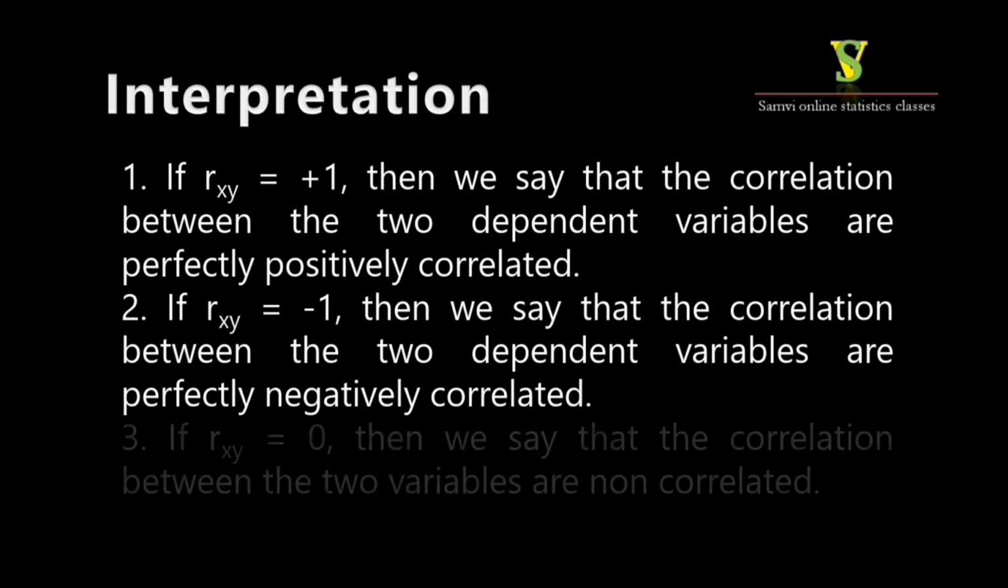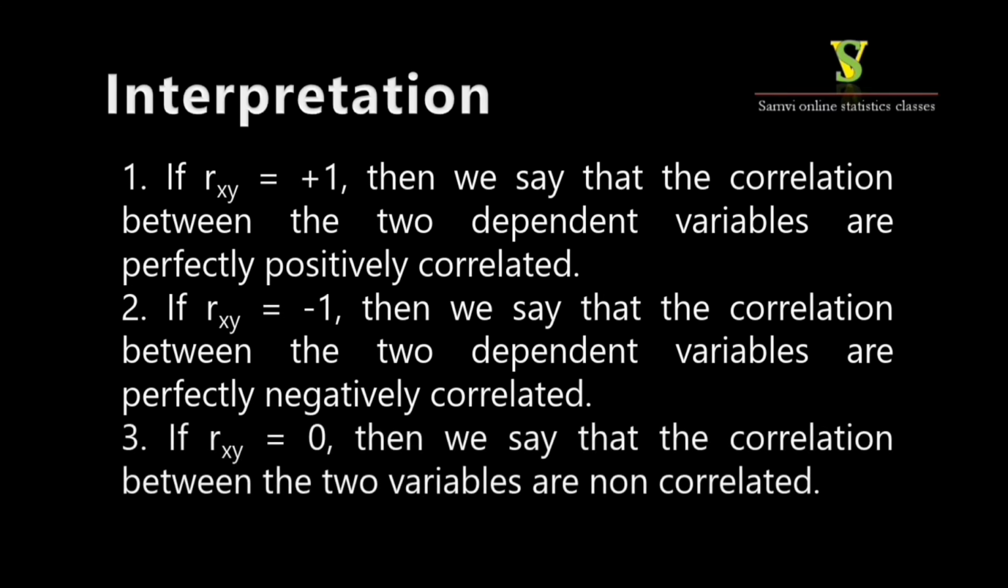Then the third one, if rxy is equal to 0, then we say that the two variables are non-correlated. That means by using Karl Pearson's coefficient of correlation method, if you get the result 0, then we can say that there is no correlation between the two variables x and y.